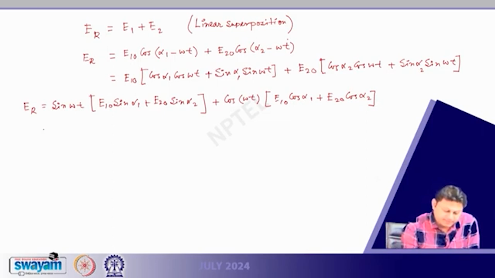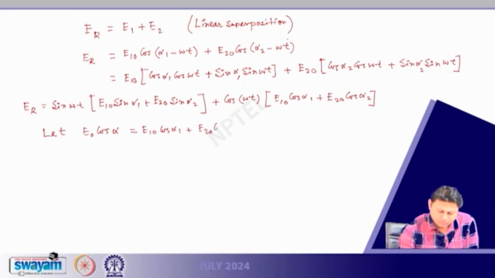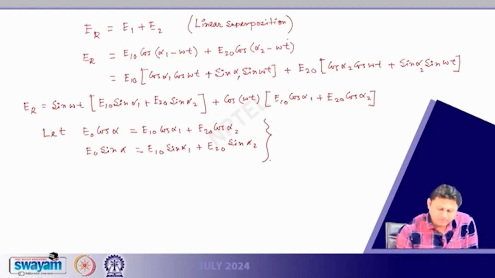Now let us consider that this entire term I write E0 cos alpha, which is E10 cos alpha 1 plus E20 cos alpha 2, and E0 sin alpha, we write this term, which is E10 sin alpha 1 plus E20 sin alpha 2. Straightforward algebraic calculation I am doing, nothing special.